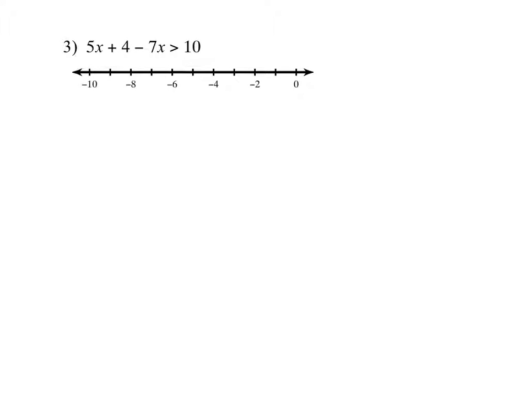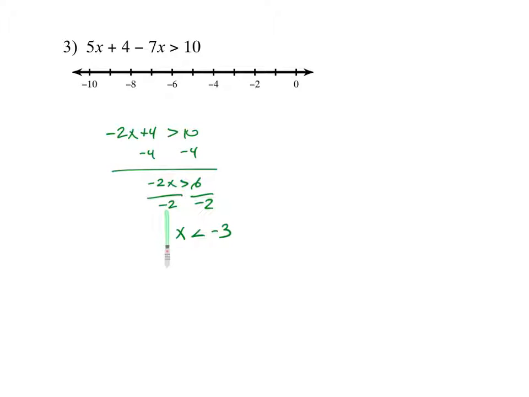Okay, and I'm going to draw to the left because it's less than. Next one, so I have -2x plus 4 greater than 10, minus 4, so -2x is greater than 6, and divide by -2 on both sides. That means that x is less than -3. As you can see here, I changed my sign when I'm dividing by a negative number. I'm going to show you right here.